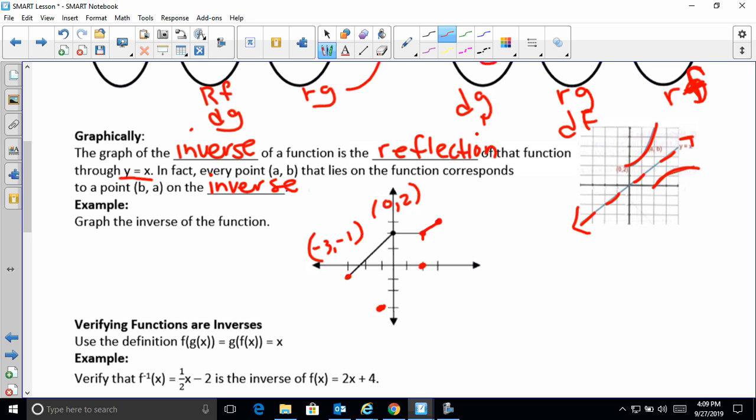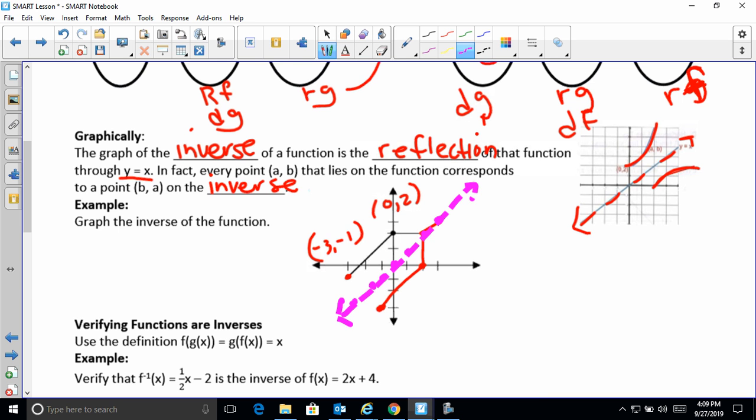Right here, if I drew that y equals x through here, it would be a reflection through that line.